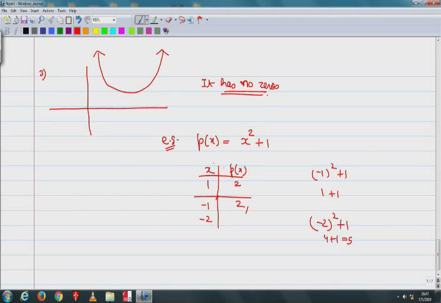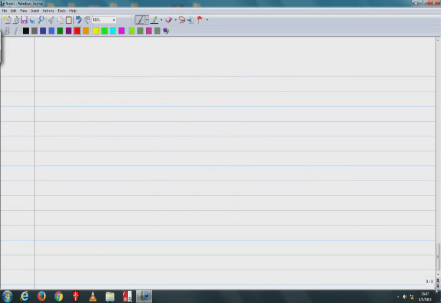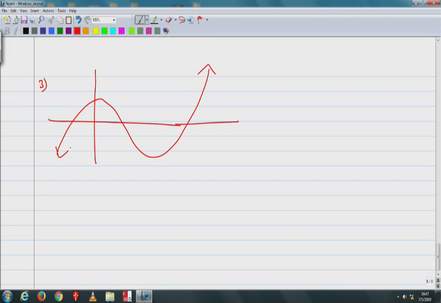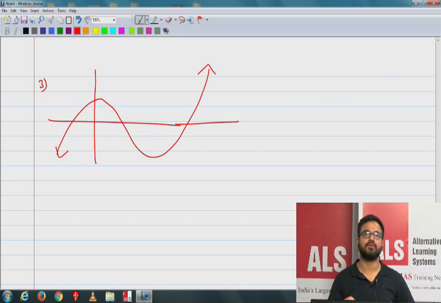So let's say I give you this, any random function can be given. Let's say this is the graph. By looking at this graph, you have to tell me how many zeros it has. First of all, you have to see the horizontal x-axis. The points at which this graph is intersecting the x-axis are called the zeros.